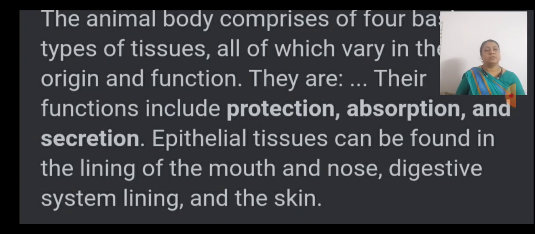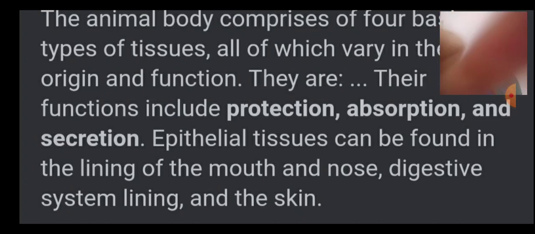So in animal tissue we discuss four types of tissue: epithelial tissue, connective tissue, muscular tissue, and nervous tissue. The functions mostly include protection, absorption, and secretion. Epithelial tissue can be found in the lining of the mouth and nose, the digestive system lining, and the skin. We will learn more about epithelial tissue.